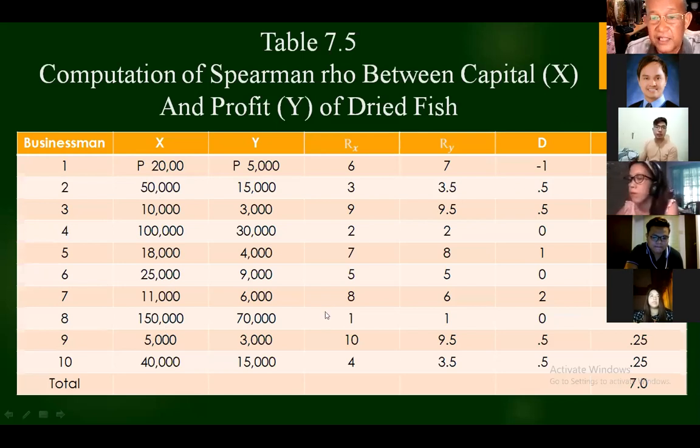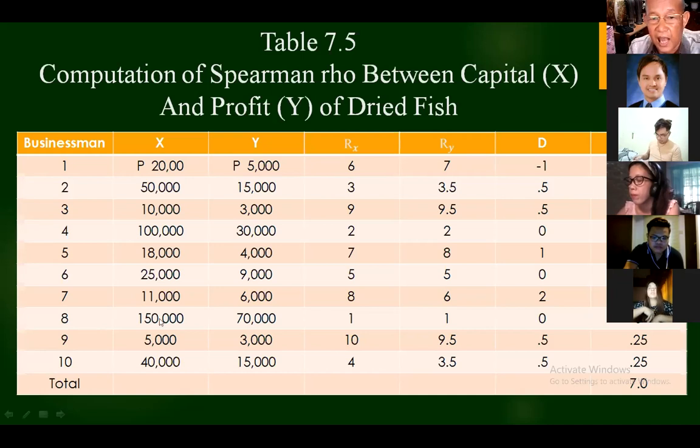Okay, kaya binigyan siya ng rank 1. Second highest? 100. Kaya binigyan siya ng rank 2. Third highest is 50, rank 3, and so on. Did you get the point? Assign rank 1 sa highest value up to the lowest. Okay? So these are the ranks.